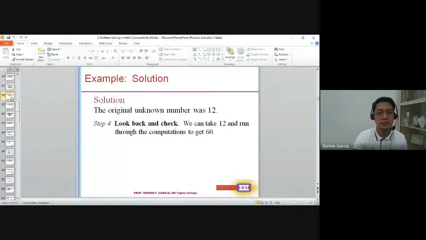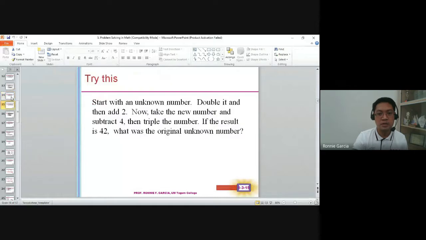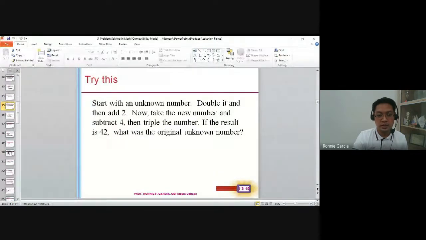This is still about working backwards. So I will read the problem and you may start solving the problem. Start with an unknown number, double it, and then add 2. Now, take the new number and subtract 4. Then triple the number. If the result is 42, what was the original unknown number?